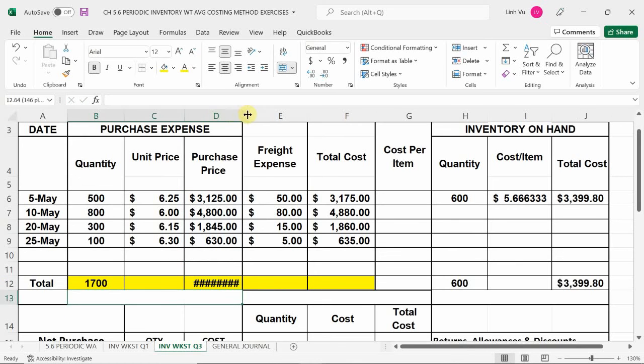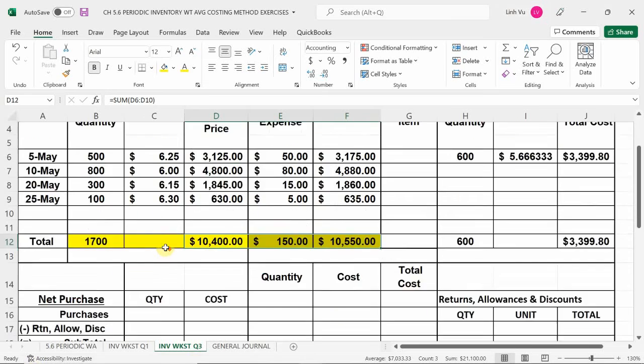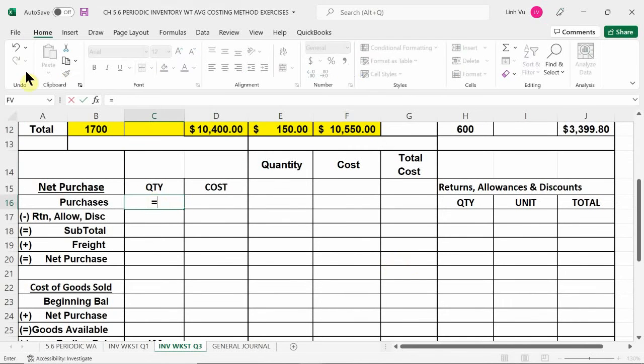10,400. Okay. And I believe freight is going to be 150. So my total cost is $10,550. Good. So this is just my purchases. Let's go ahead and plug those values into my worksheet right here. I know for a fact we purchased 1,700 units at the 10,400.